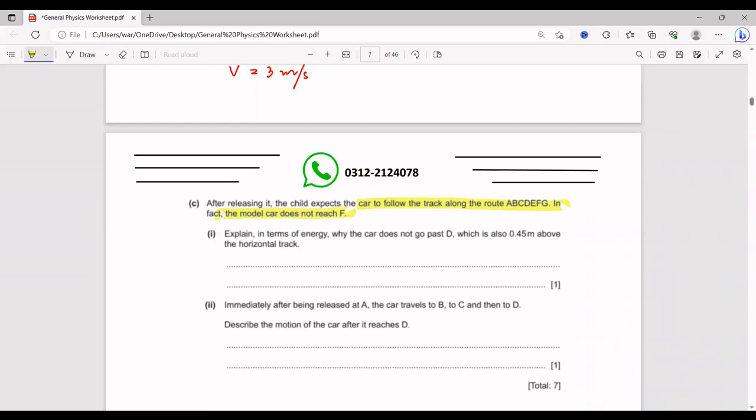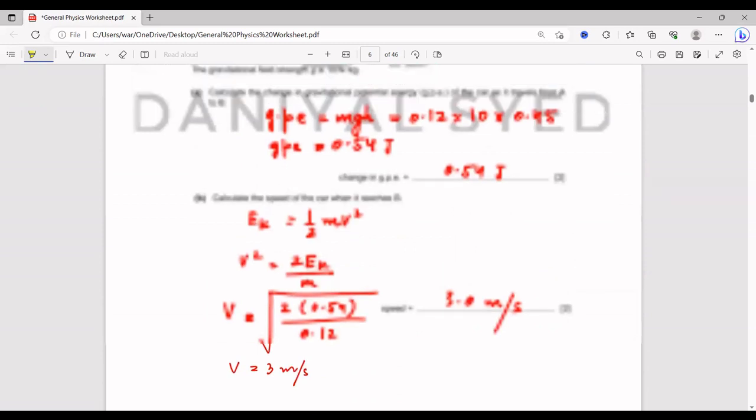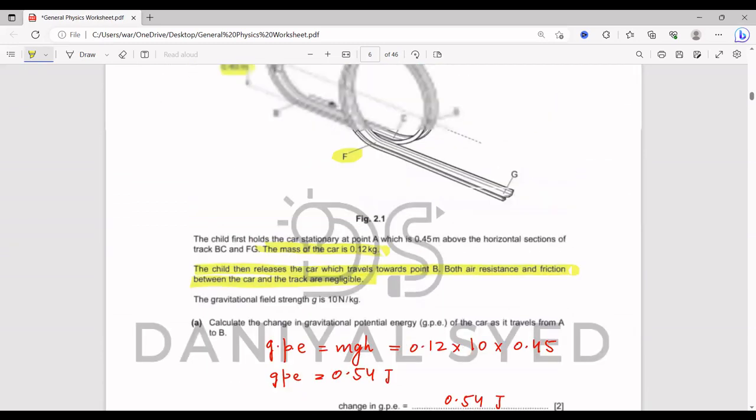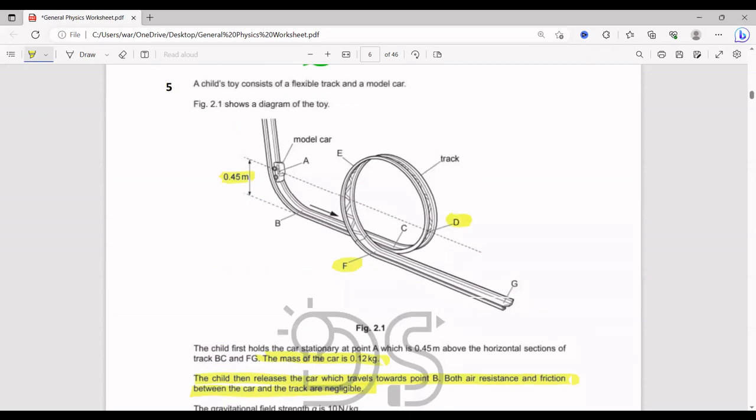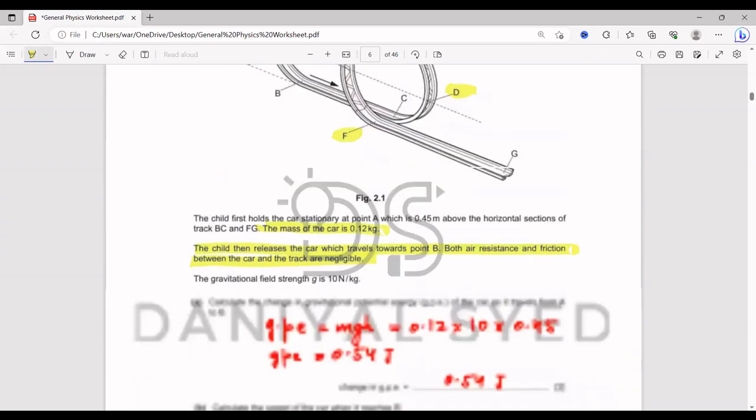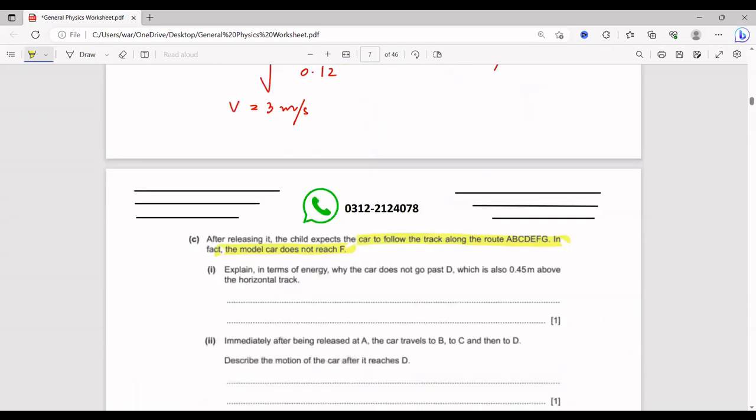Now, explain in terms of energy why the car does not go past D, which is also 0.45 meter above the horizontal track. The examiner asks you to tell why the car does not pass point D. So, beta, the main reason is that the car doesn't have enough energy. If the car had enough energy, it would pass point D.